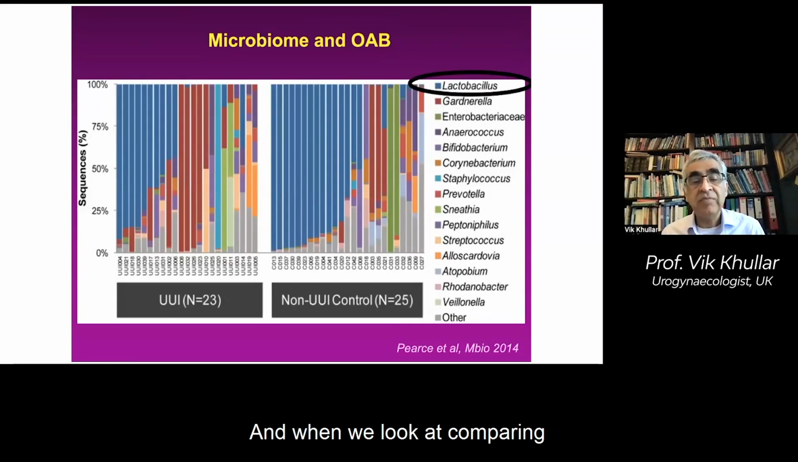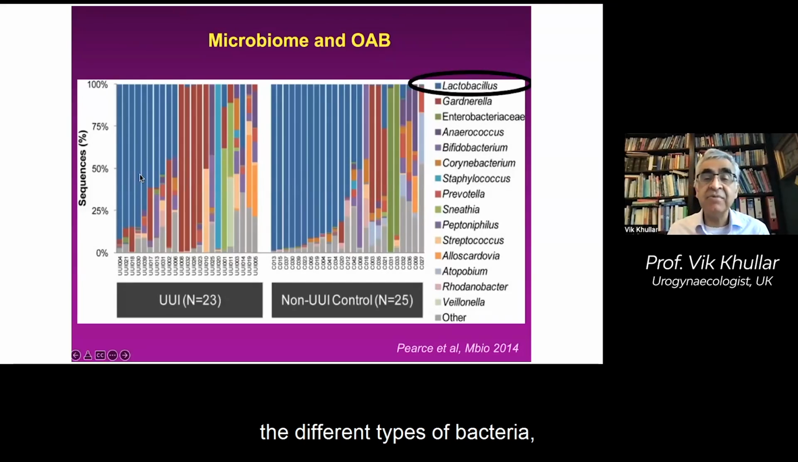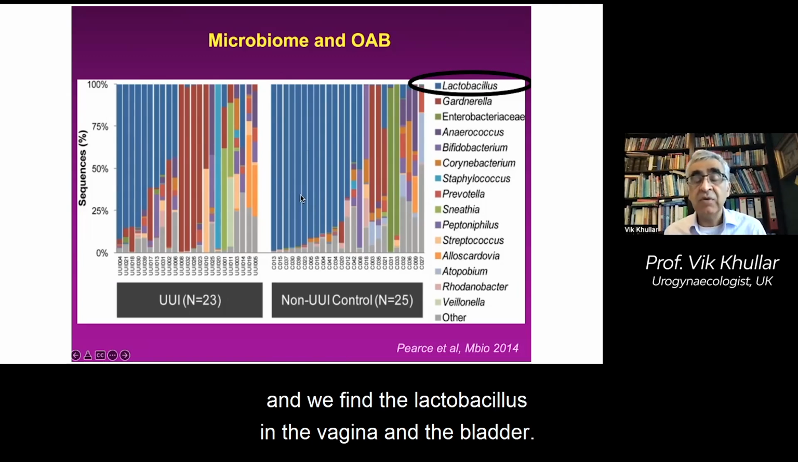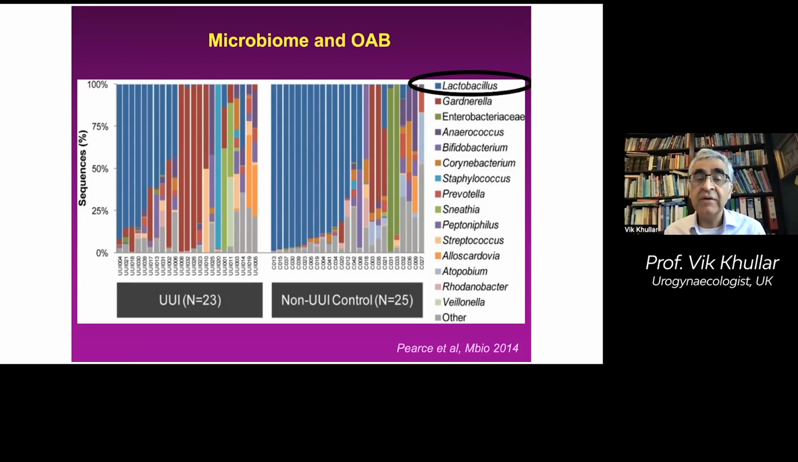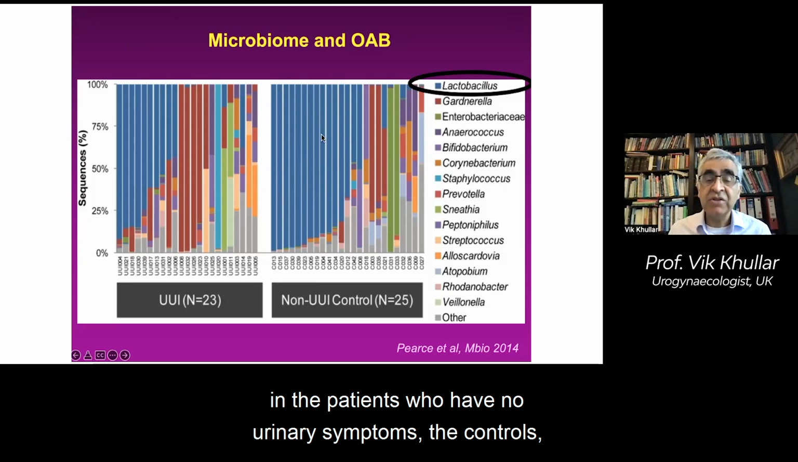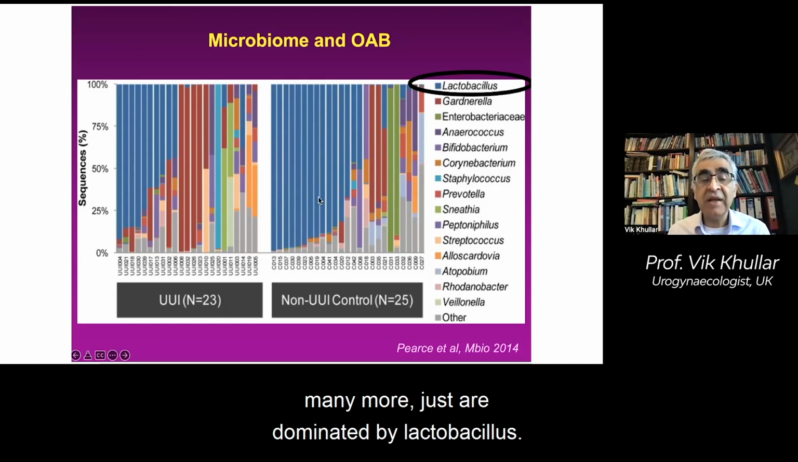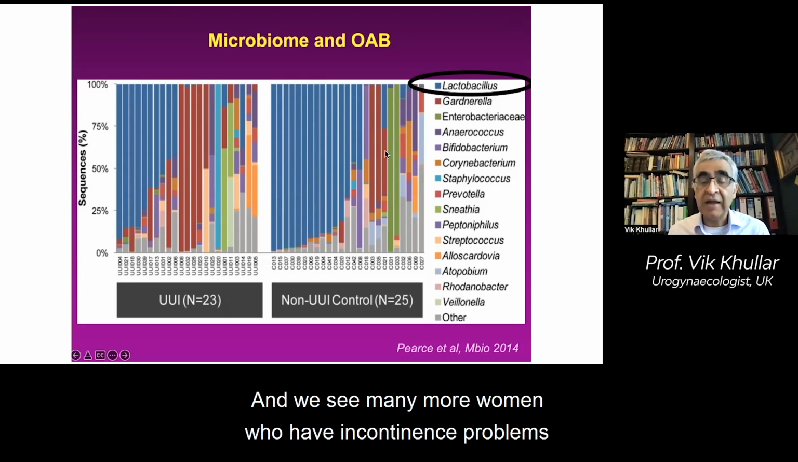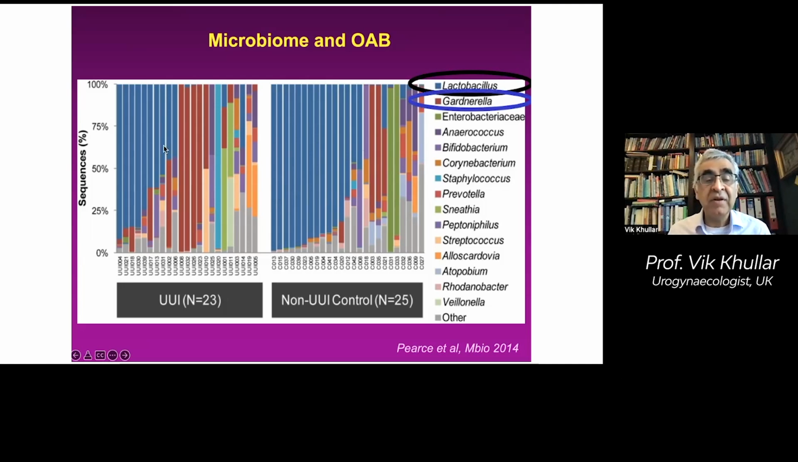And when we look at comparing the different types of bacteria, the blue are the lactobacillus, and we find the lactobacillus in the vagina and the bladder. You can see that in the patients who have no urinary symptoms, the controls, many more are dominated by lactobacillus. And we see many more women who have incontinence problems with high levels of Gardnerella. And this is inside the bladder.